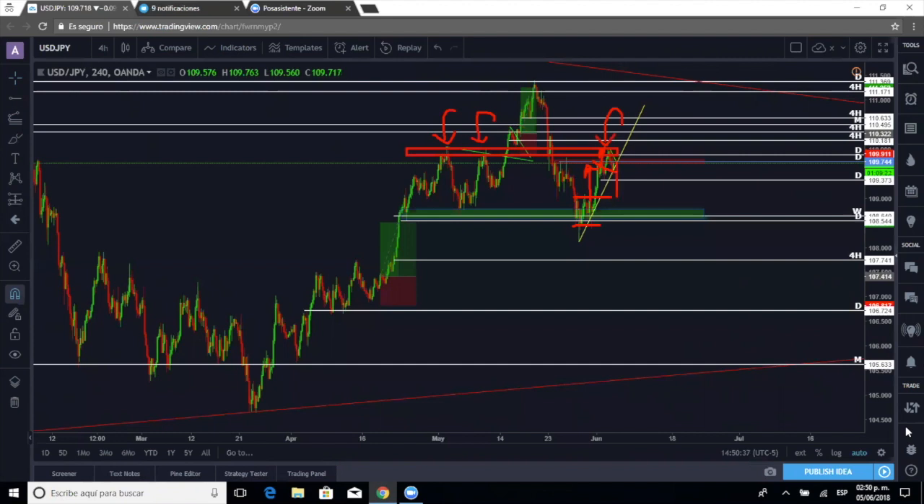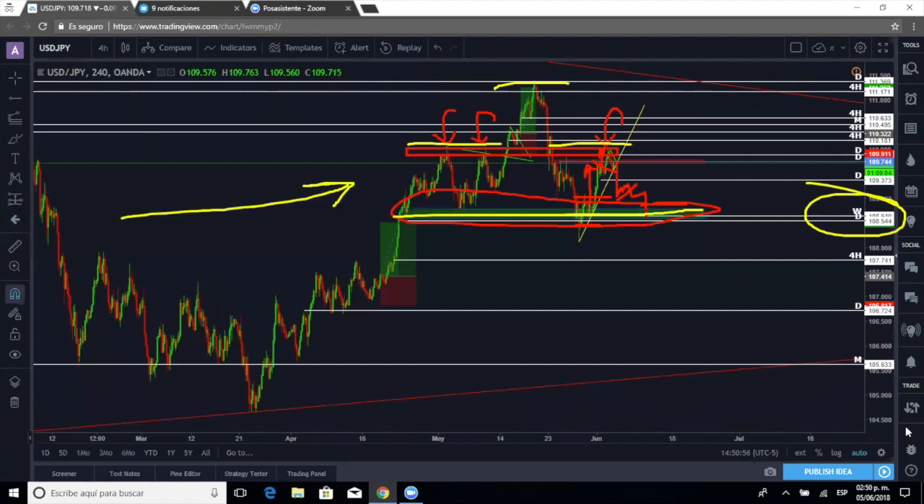First, we need to see a break of the lows, then flag, then break and retest, targeting the lows. What's the pattern you notice? Head and shoulders, and the neckline is sitting at the lows at the weekly. If you want to see a completion of this head and shoulders pattern, what type of movement do we need to see on the neckline? We need to see a break of the lows. How big? Really big.